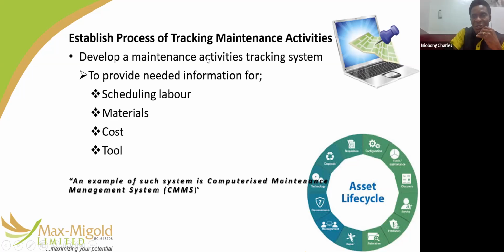Establish a process of tracking maintenance activity. Develop a maintenance activity tracking system. When you are doing maintenance, ensure that you develop a maintenance activity tracking system. You can do that with your schedule. When you draw up your schedule, you know when to do what, and you are tracking it. Scheduling labor, material, and cost too. You must be able to track all this. So at the end of the day, you'll be able to put clearly what you have done and be able to get paid for what you have done, especially if you're a facility management company managing a facility for another company.